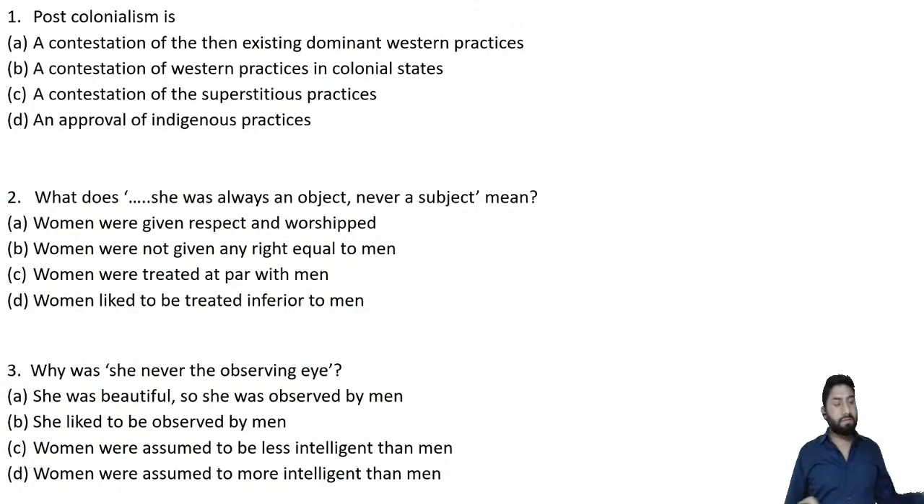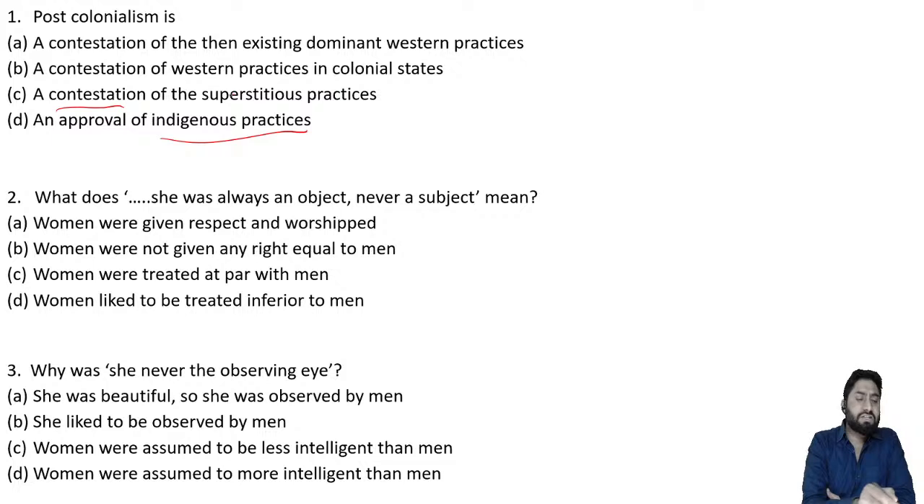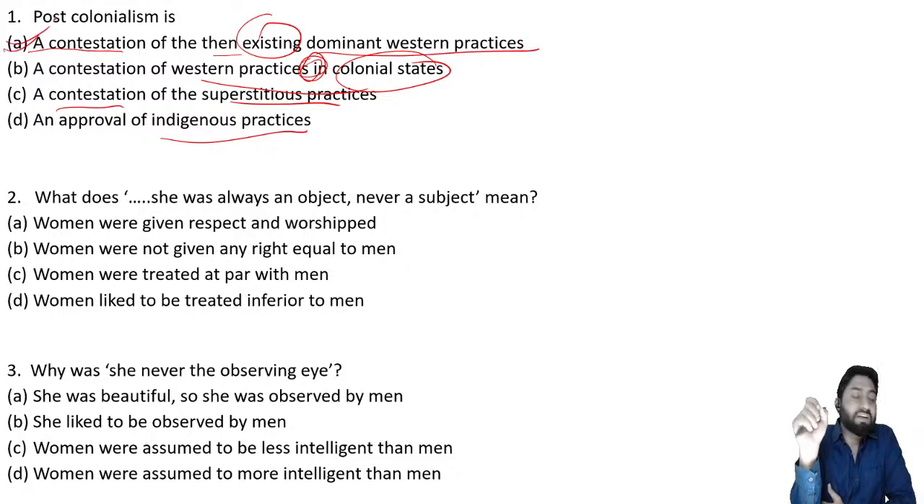So the very first question: post-colonialism is a contestation of then existing dominant Western practices. Next, a contestation of Western practices of colonial states, in colonial states, a contestation of the superstitious practices, and approval of the indigenous practices. See, after reading everything we understood that there is no talk of indigenous practices, no talk of contestation of superstitious practices, and no talk of contestation of the Western practices in colonial states. A is the correct answer. The contestation of then existing dominant Western practices. That's what post-colonialism refers to here. So the first question, A is the correct answer, right?